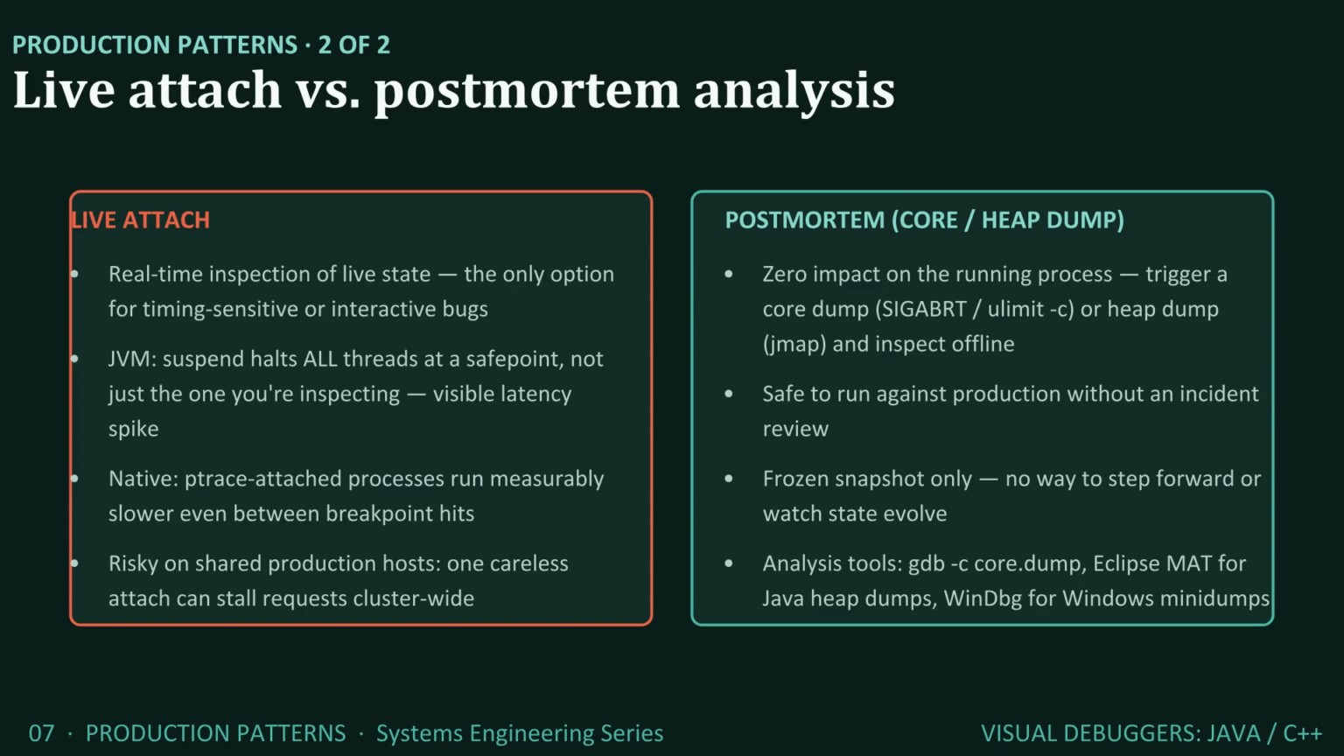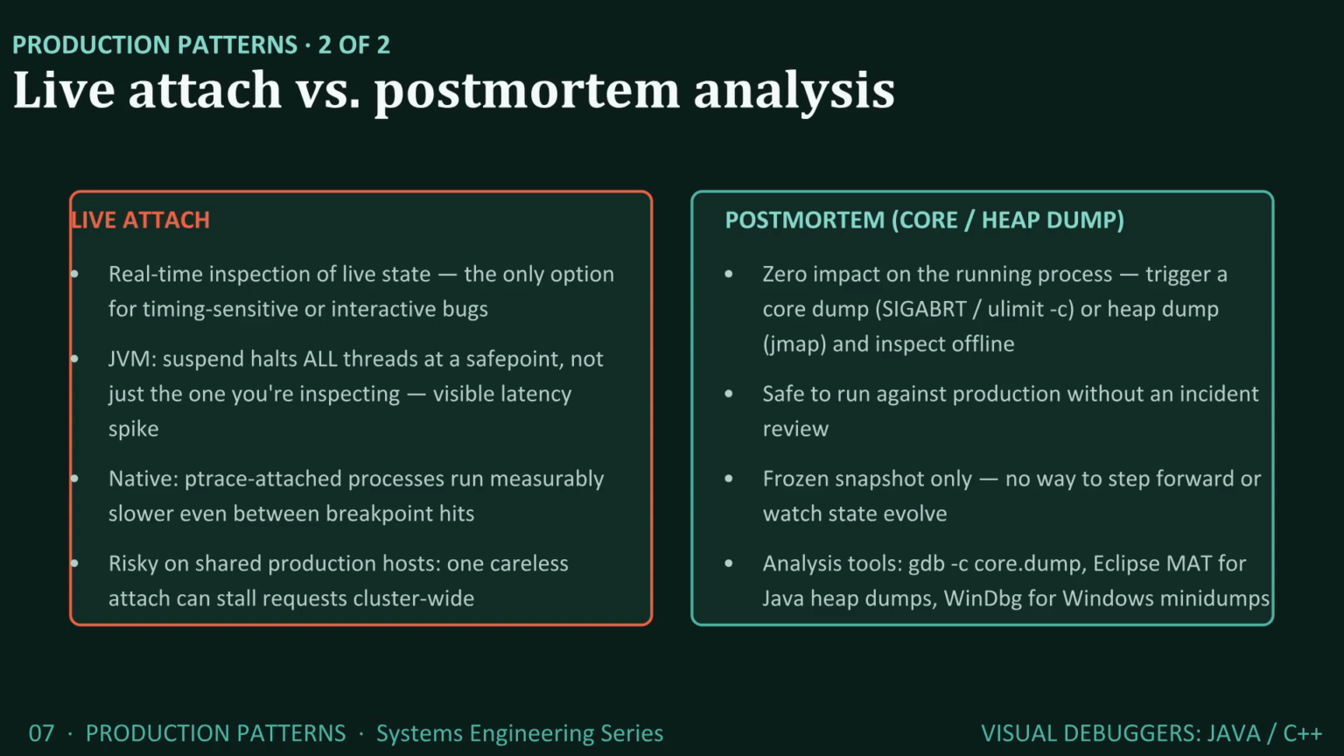A core dump is the operating system's own crash-time memory snapshot, configured with ulimit, typically triggered by a signal like SIGABRT. A Java heap dump captures the entire object graph at a single point in time. Both can be pulled off a production host with essentially zero risk and analyzed later offline at your own pace, using tools like GDB against the core file, Eclipse MAT for Java heap dumps, or WinDbg for Windows minidumps.